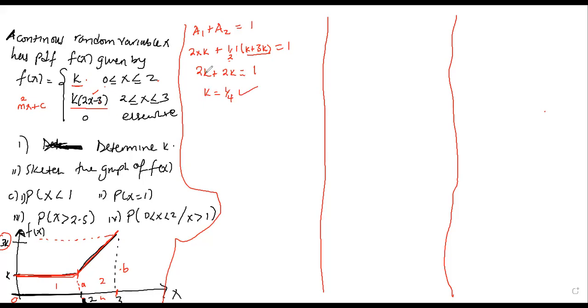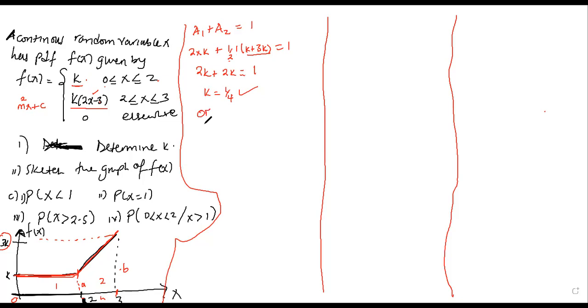But I told you it only works best if you have a graph which is in form of lines. If there is a curve somewhere, it becomes complicated. So it requires you to integrate at all costs. Okay? Now let me show you the other method of integration.